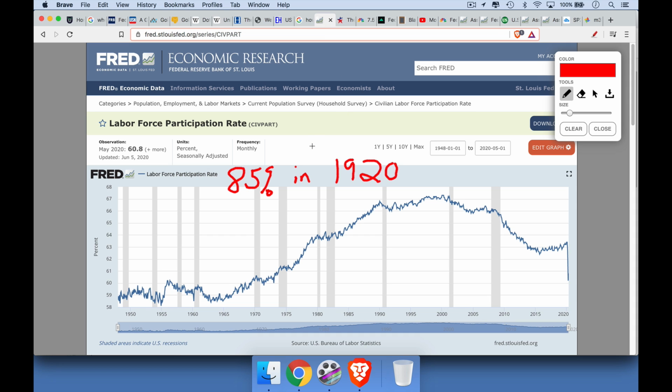If we look at the labor participation rate, which is a little bit better to look at than the unemployment rate, it was at 85%. Now, this is among men in 1920. It was the closest statistic I could find, but this gives you an idea. Obviously, the participation rate has fallen off a lot due to COVID. We'll see how much of this bounces back. But even so, it has fallen off a cliff since 1920.